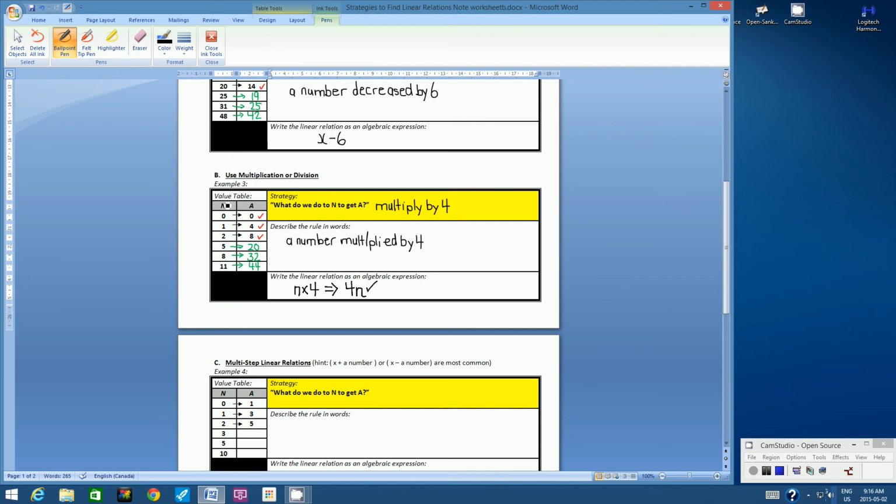Even though the n column is first, in the rules of algebra, we always have to write the number first when it's a multiplication statement. Okay? So that's our one example in section B of using multiplication or division. I just figured that I didn't need to put a division question in because they work exactly the same way.